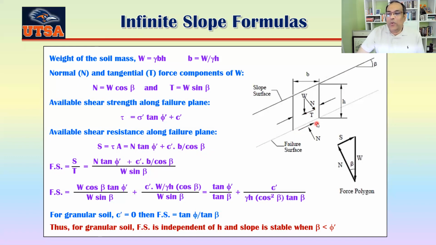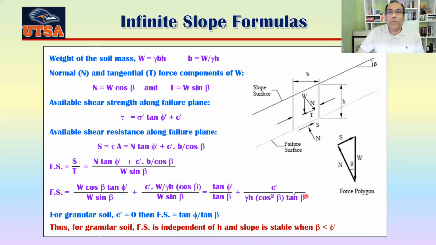Now your factor of safety is basically, T is trying to push that this way, and S is trying to resist that movement, right? So when you compare that capacity divided by the driving force, that's actually your factor of safety. So you just plug in the value of S and the value of T, and then you get this here. Mathematically simplified, your factor of safety would be tan phi prime divided by tan beta plus c prime divided by gamma H cosine square beta tan beta.